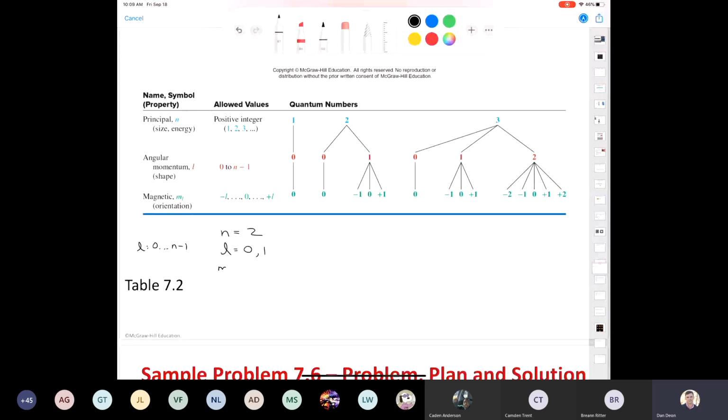And then what can my values of ML be? Well, ML can be minus L all the way up to 0 and all the way up to positive L. So when my L is 0, my ML is going to be 0. And when I have an L of 1, my ML can be -1, 0, and +1. Give me a thumbs up if you follow me on that.